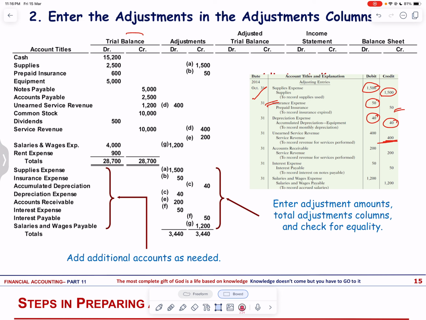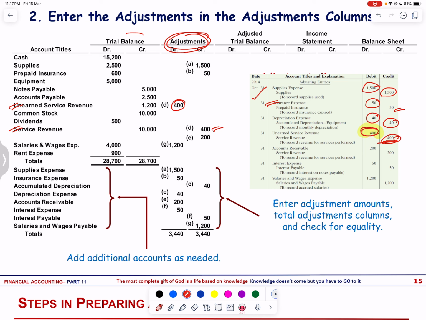Now we have unearned service revenue, and unearned service revenue is debit by 400, so we put this in the debit column. Remember that we have to make all the adjustments in the adjustment columns only. Then we have the service revenue that is credited by 400, and we have service revenue in the trial balance as well, so we are going to credit it by 400.